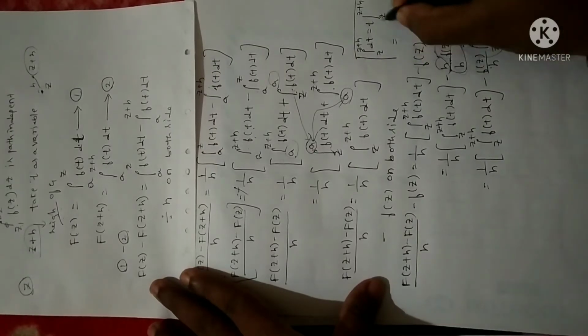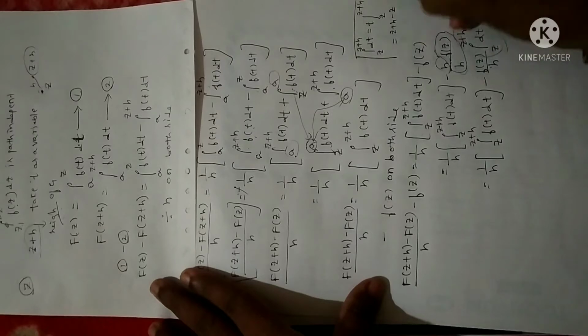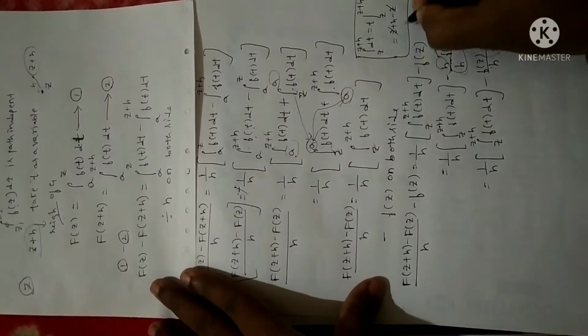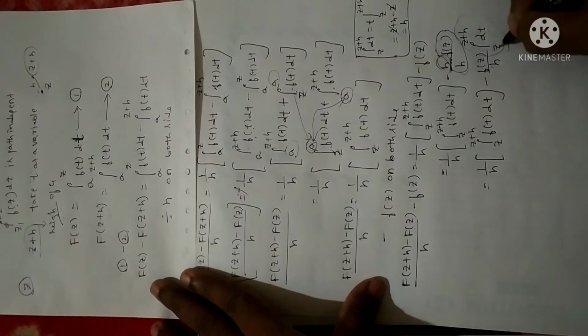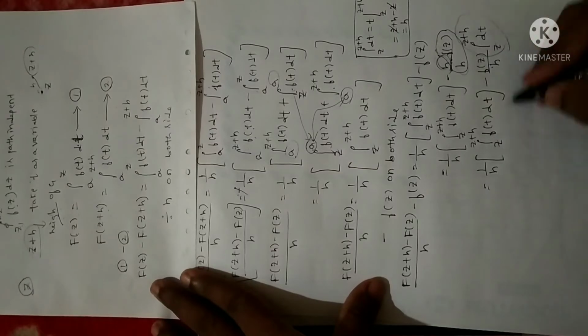Now let me apply the limit. Upper limit is z plus h minus lower limit is z. So plus z minus z cancel. You will get plus h only. Right? So I have written h as integral over z to z plus h of dt. Why? Because I have to combine both the integrals. So that is the reason I have done this.